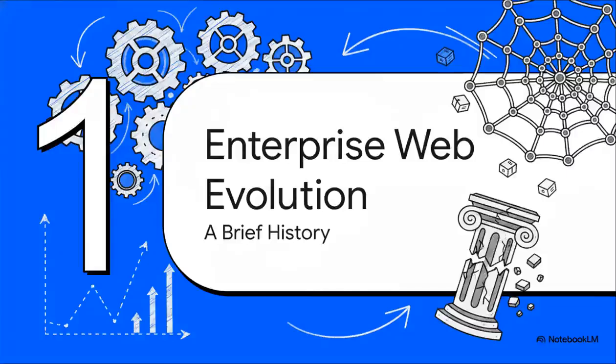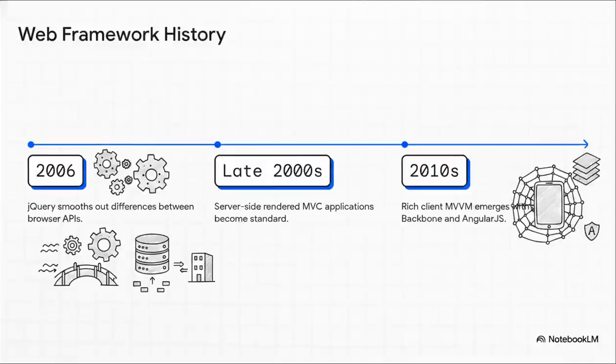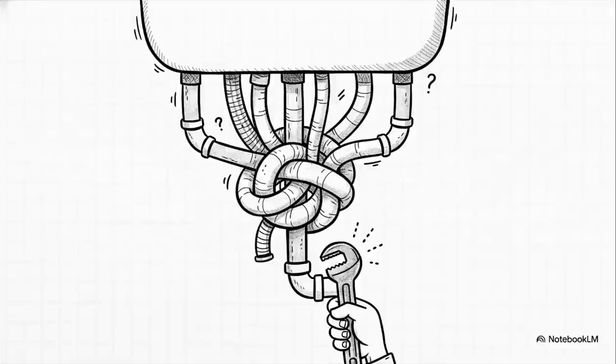Section 1. The enterprise web evolution. A brief history. Our architectural needs have just exploded over the years. Think back to 2006. That was the jQuery era, which smoothed out those awful browser inconsistencies. Then through the 2000s, we relied heavily on server-side model view controller setups. But as users started demanding richer, native-feeling experiences, the 2010s really pushed us toward complex client-side architectures known as rich client MVVM.